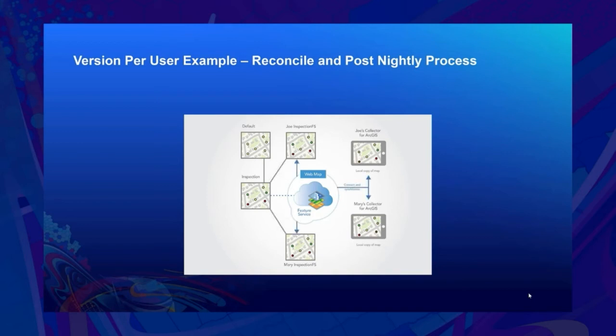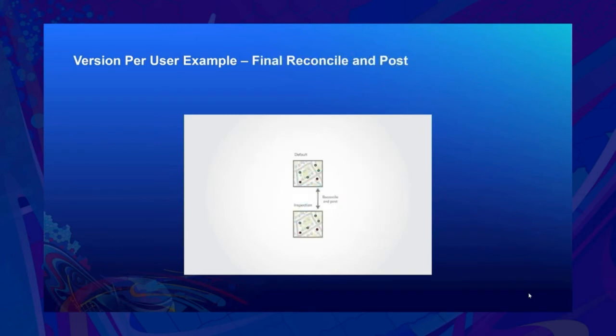That means that they can get access to each other's changes, and when they sync, they'll start to show up on the local offline map version as well. And finally, once the inspection project is complete, we have to do that further reconcile and post to take all of the inspection details back to the default version.